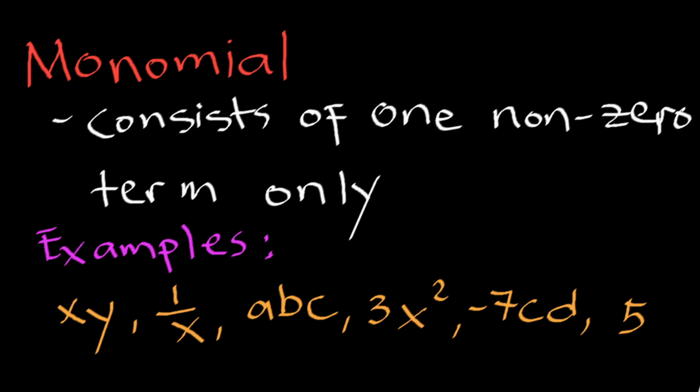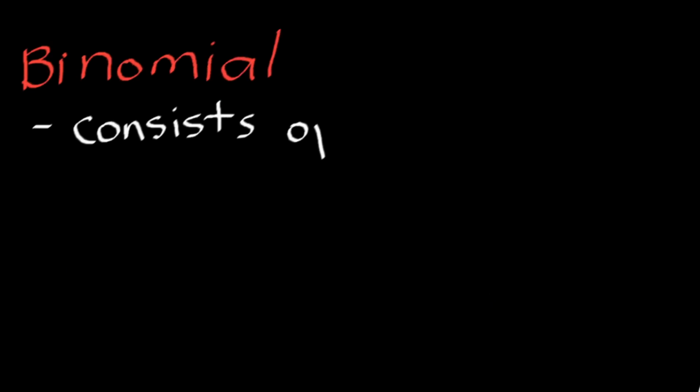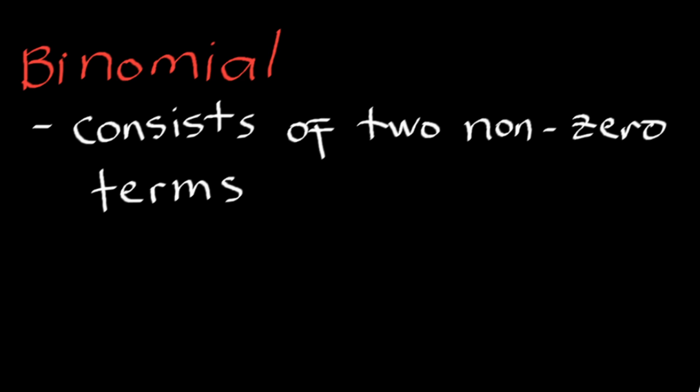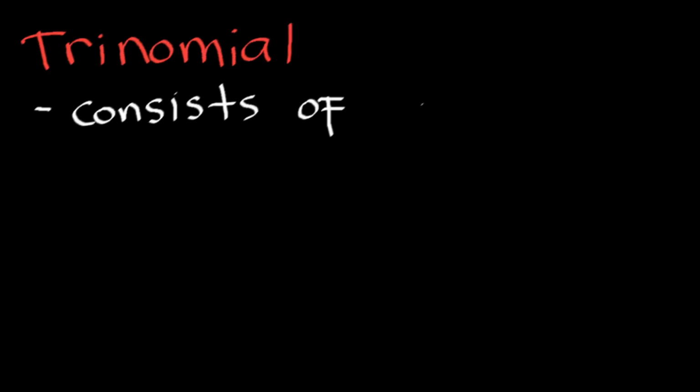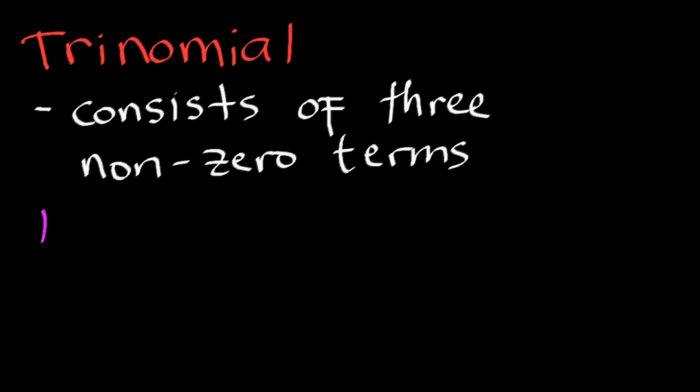And lastly, we have 5. Kung mapapansin ninyo, yung 5 ay constant. So, ang mga constant pala ay algebraic expression na monomial din. Ang binomial naman ay merong dalawang non-zero terms. So, ang example natin ay x plus y, a plus 1 half, b squared plus c squared, and negative 7p minus 3q. Ang trinomial naman ay merong tatlong non-zero terms.